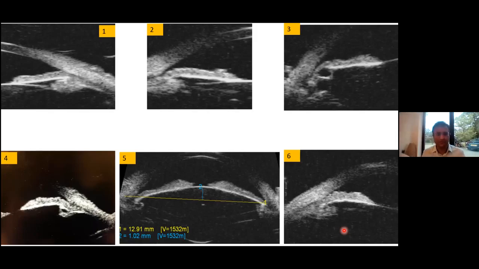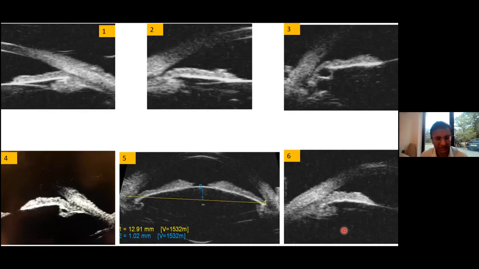So what do you do in these 6 cases? Will you just wait and only do cataract surgery when the vision starts to get affected, or would you like to do YAG peripheral iridotomy in these cases, or just a watchful wait?